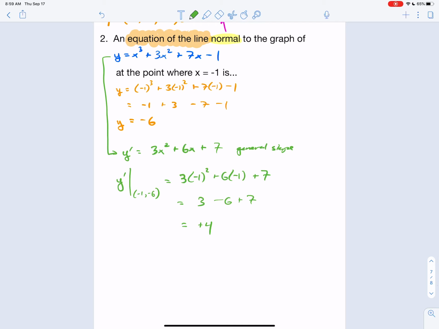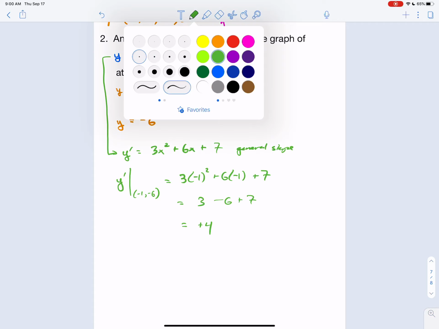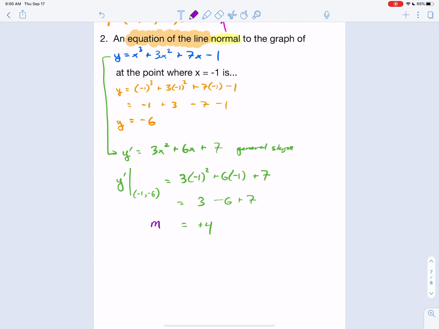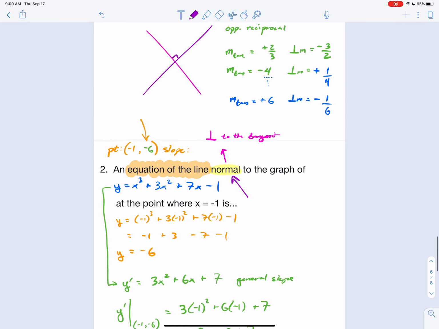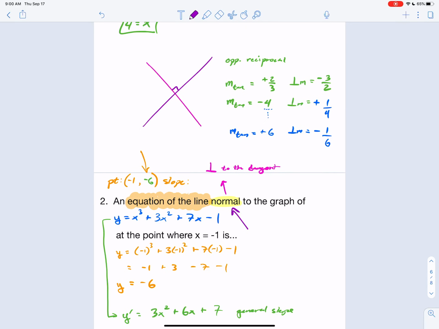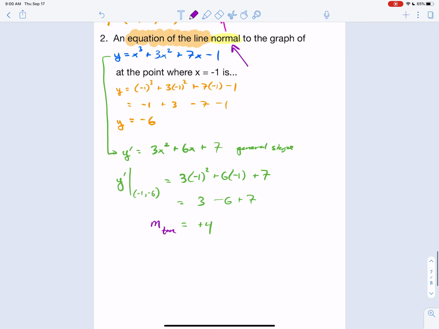What does that +4 represent? What did we just find? We found the derivative. What does the derivative mean? That is the slope of the tangent. But the issue here is we're not interested in the slope of the tangent line. We're interested in the equation of a line that's normal. So remember how normal lines are in relation to the tangent line. They're perpendicular. So if we know the slope of the tangent line, we should know the slope of the normal line. Press play when you're ready.